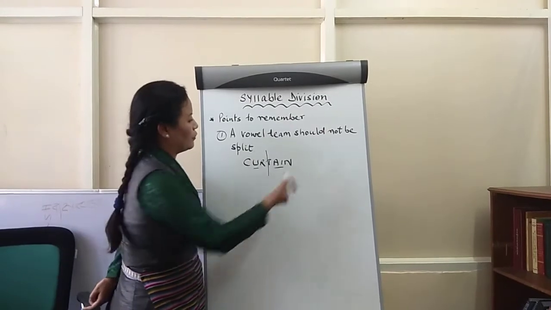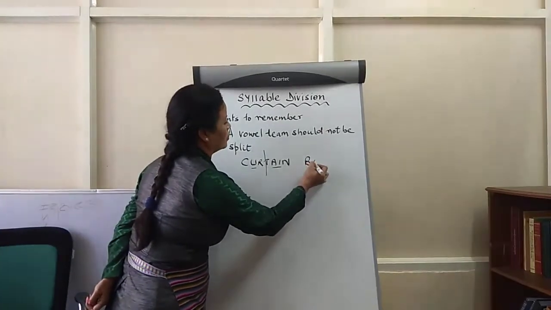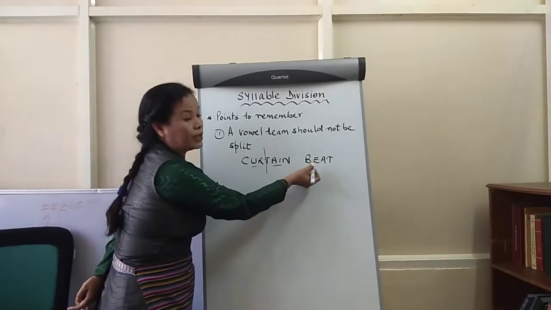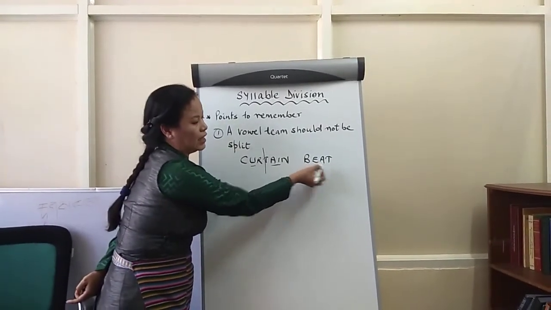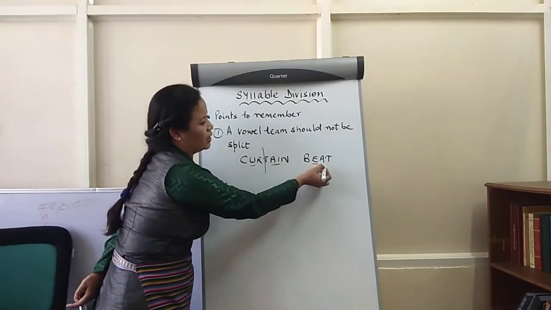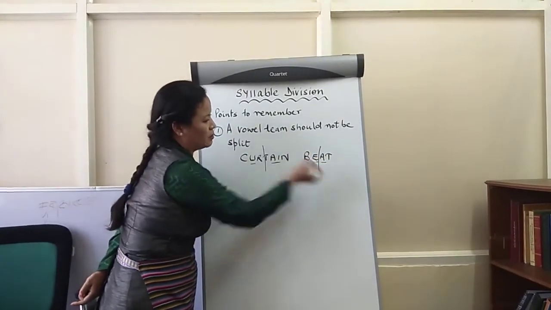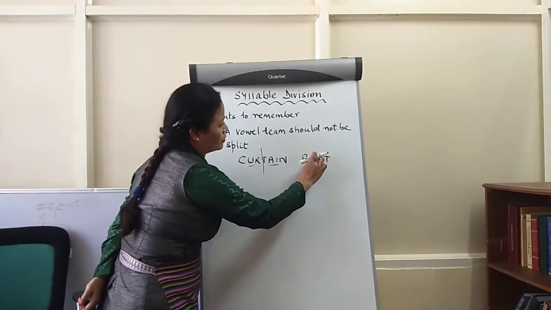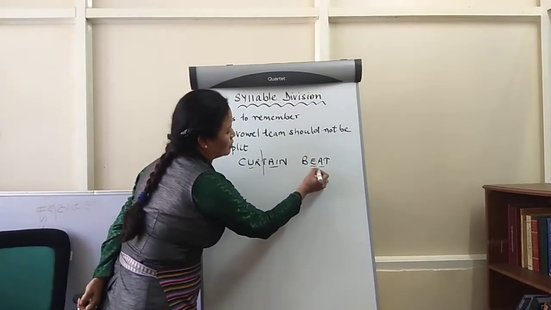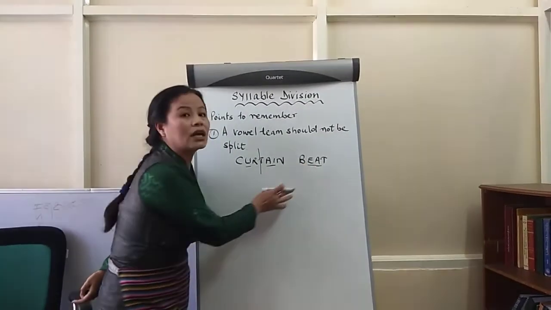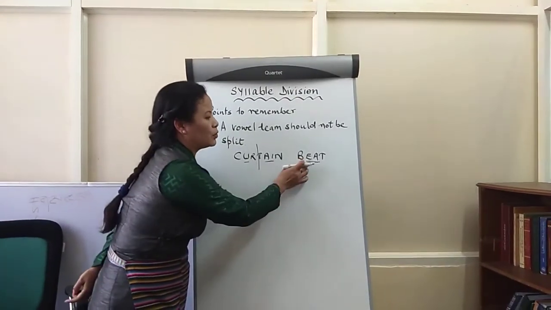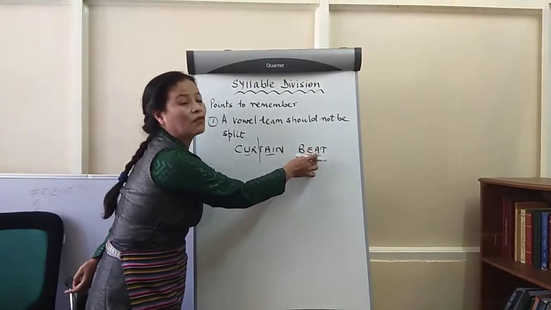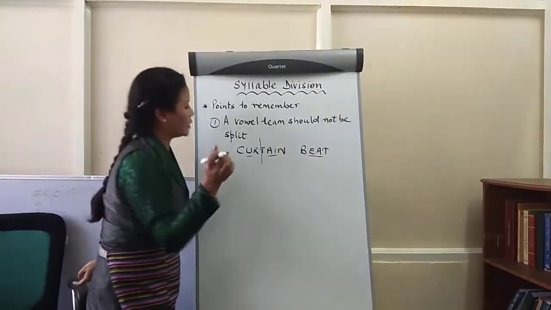Then, if we have a word like beat, you will find E as well as A, but we will not underline E and A separately, and we will not split it like this. Rather, we will keep E and A together, since this is a vowel team and it produces the first vowel sound, beat. So this is a one syllable word.